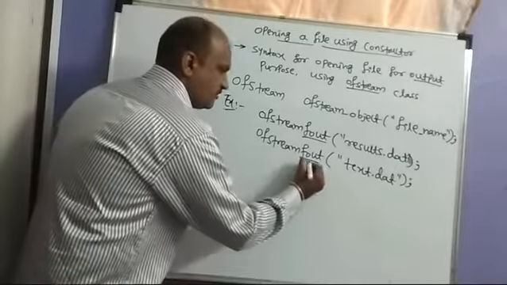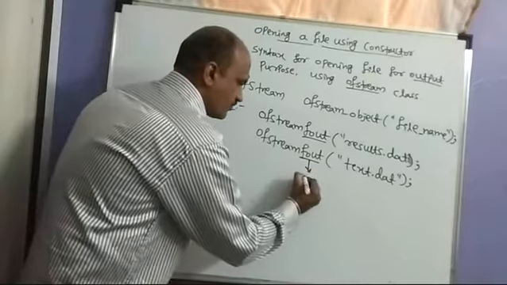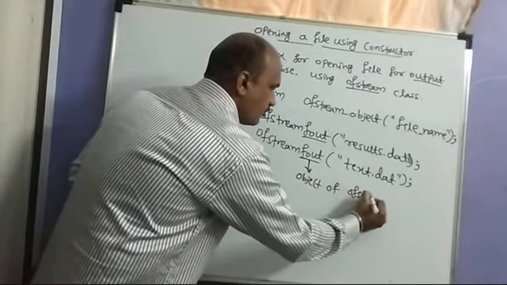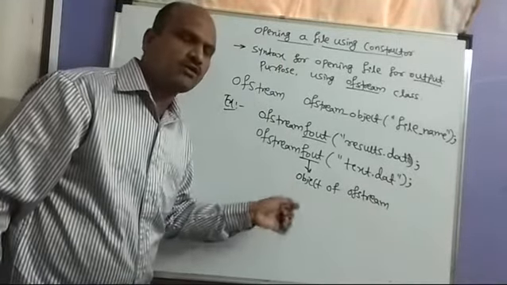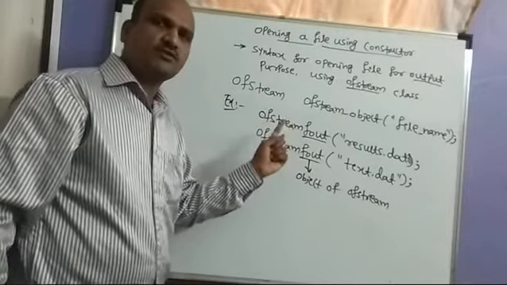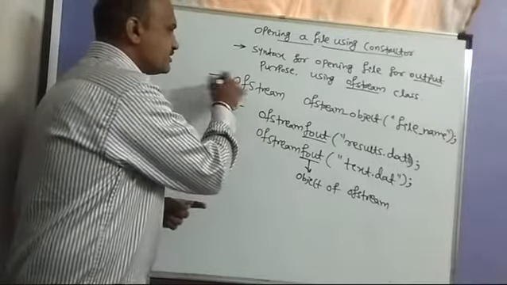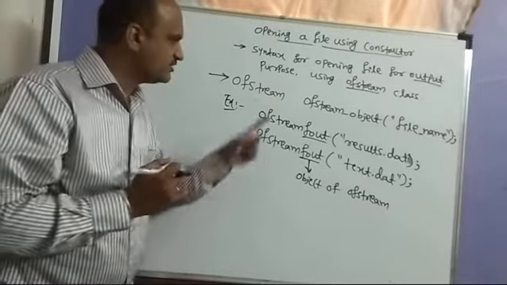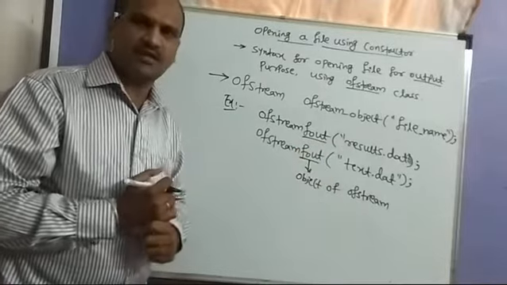Whatever you are using, fout is the object of ofstream. This object of ofstream is used only for output purpose, because we are only opening the file for output here. So you have to remember this syntax for outputting the file using the constructor: ofstream object and the name of the file.